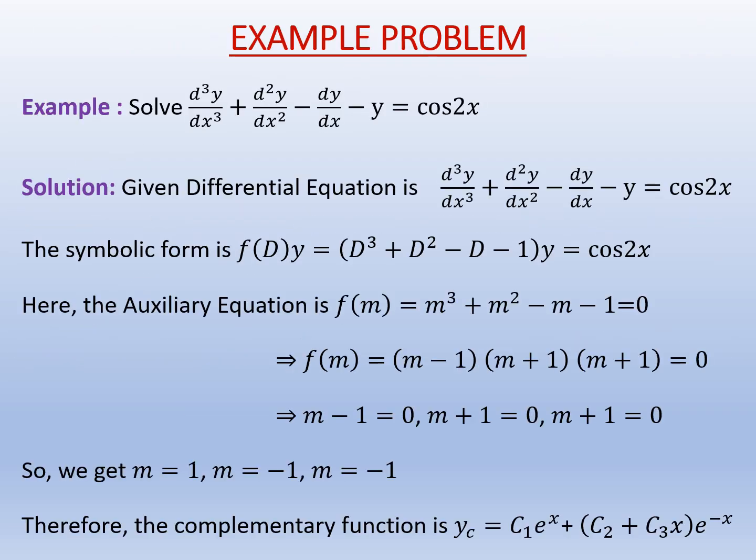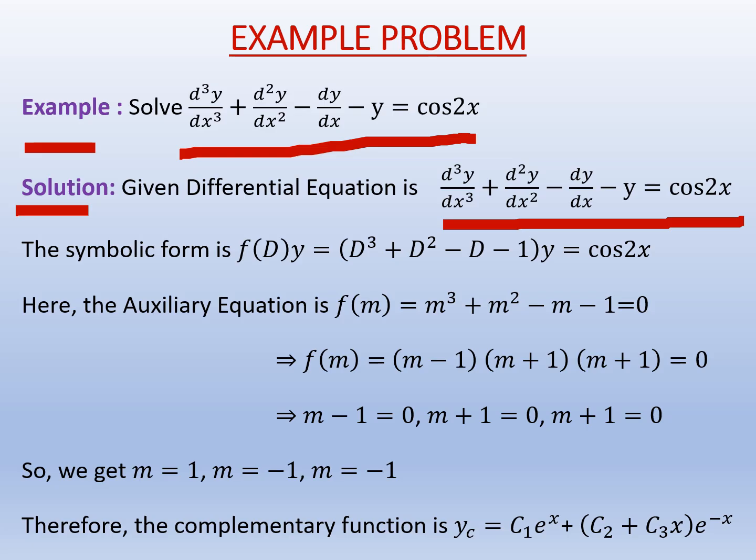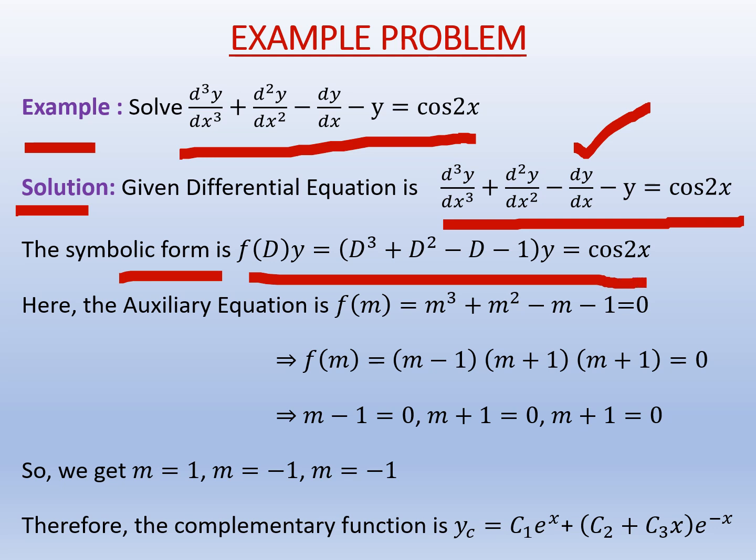Let's see some example problem for the case f of minus a square not equals to 0. Example: solve d cube y by dx cube plus d square y by dx square minus dy by dx minus y is equals to cos 2x. Solution. First write the given differential equation. Next, write the symbolic form of the given differential equation, which is f of D y is equals to D cube plus D square minus D minus 1 of y is equals to cos 2x. Here, f of D is D cube plus D square minus D minus 1.